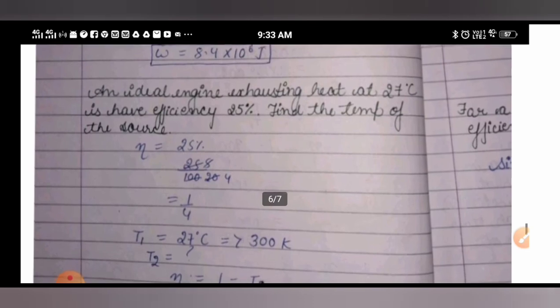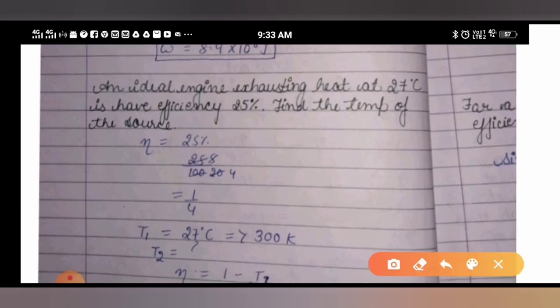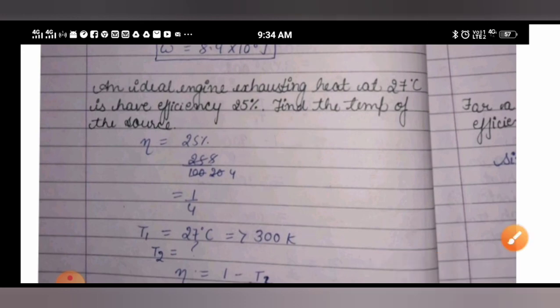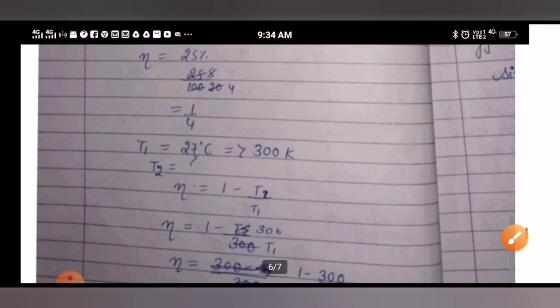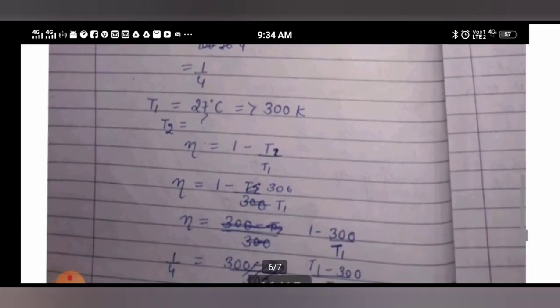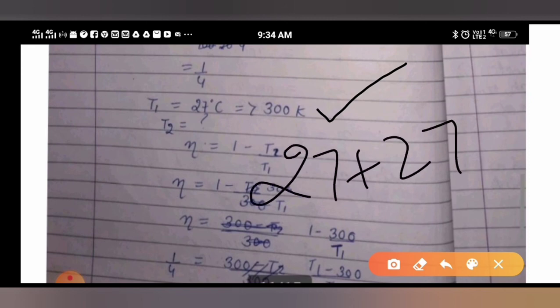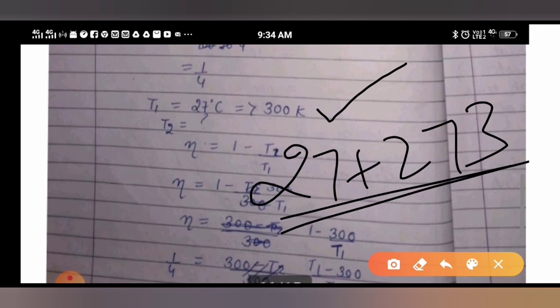Question is, an ideal gas exchanging heat at 27 degrees Celsius has efficiency of 25%. Find the temperature of the source. So what is given to you? Eta is given. What's the value of eta? 1 by 4. T2 is 27 degrees Celsius, and Celsius is not the SI unit, so you need to convert it into Kelvin. How to convert Celsius into Kelvin? Simply you need to add 273. Then Celsius will get converted into Kelvin.